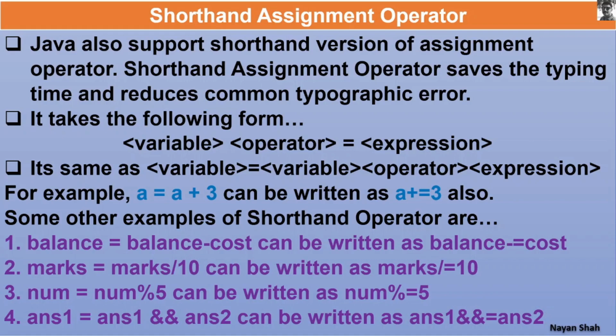Let us see some more examples of shorthand operators. If you write balance is equal to balance minus cost, that can be written as balance minus is equal to cost. Marks is equal to marks divided by 10 can be written as marks divided is equal to 10. Number is equal to number modulo 5 can be written as number modulo is equal to 5. Answer 1 is equal to answer 1 and answer 2 can be written as answer 1 and is equal to answer 2.